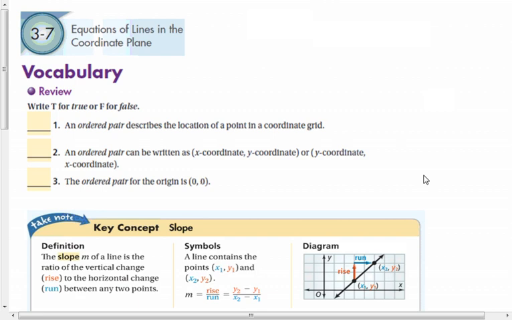Hey students, this is lesson 3.7, equations of line on coordinate plane. This is actually a review lesson, something you've learned last year, but it's important for geometry also. Go ahead and do the review and I'll catch up with you.